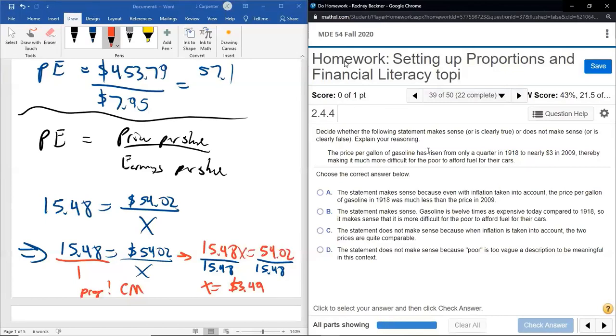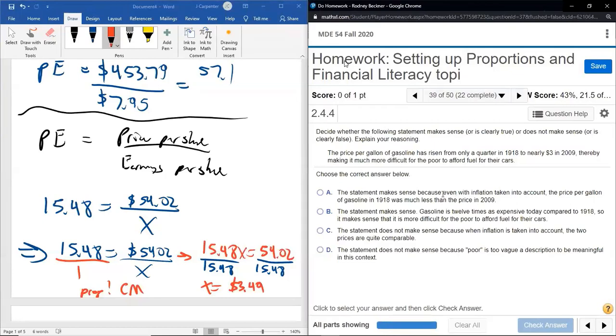Does it make sense or not? Now you might say, well, poor people do have a hard time putting fuel in their cars. Poor people might not even have a car. But you're trying to stretch the argument to something that's not here. They're just talking about the price of something one year versus another year. So let's see what our options are.